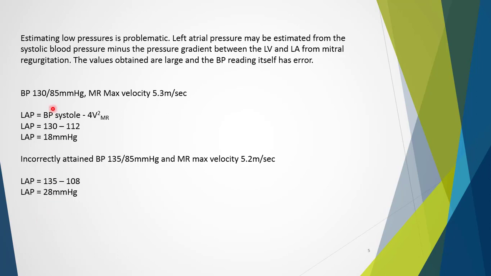So we can see in our example here, we've measured a blood pressure of 130 over 85 millimeters of mercury, and our MR velocity is 3.5 meters per second. Plug it all into the calculation. So the BP systolic minus the 4V squared of the MR will give 18 millimeters of mercury. But if we incorrectly obtained a blood pressure of 135 and measured the velocity at only 5.2, a very minor error, we could see that there's actually a significant change there. Left atrial pressure is now determined to be 28 millimeters of mercury.